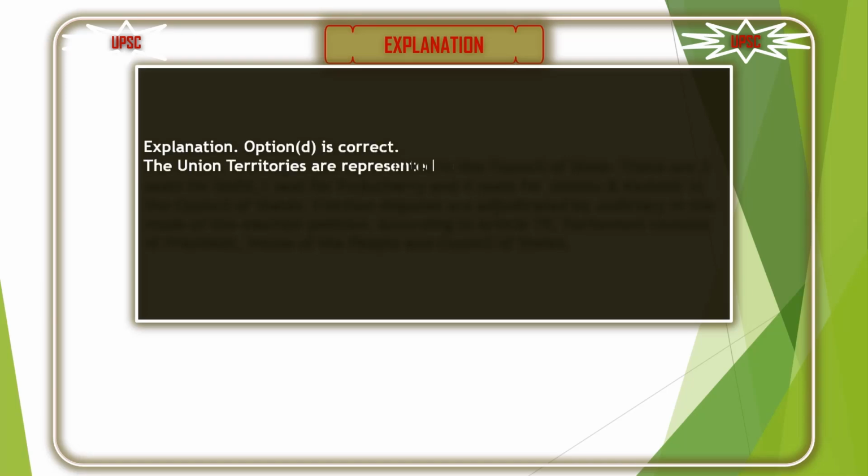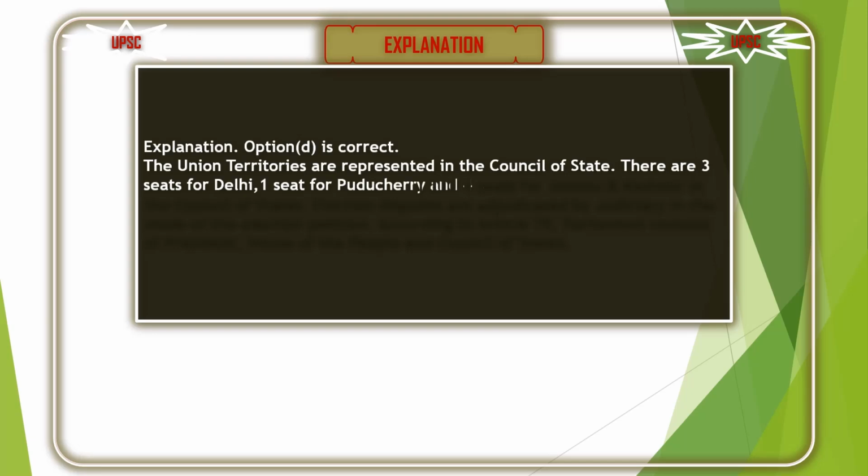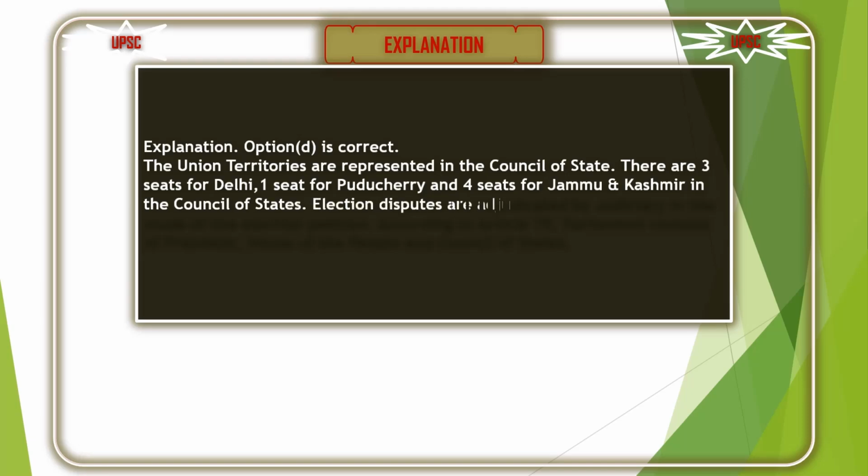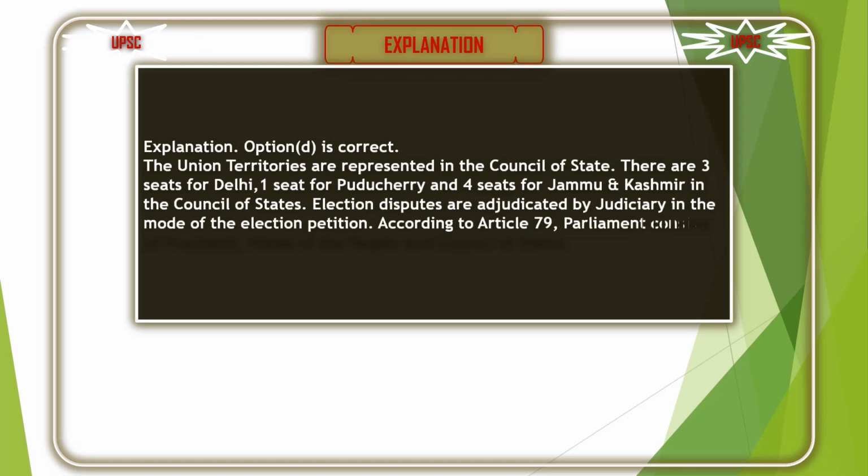Explanation. Option D is correct. The Union territories are represented in the Council of States. There are 3 seats for Delhi, 1 seat for Puducherry, and 4 seats for Jammu and Kashmir in the Council of States. Election disputes are adjudicated by the judiciary by way of an election petition. According to Article 79, Parliament consists of the President, the House of the People, and the Council of States.